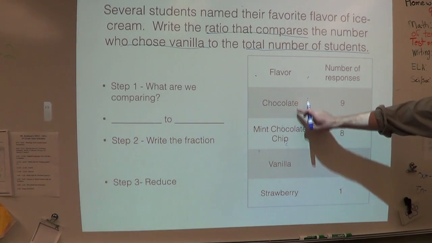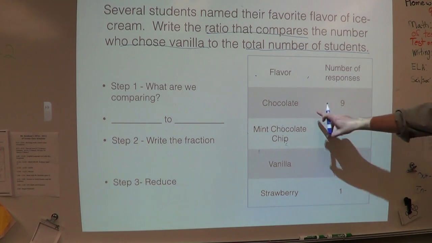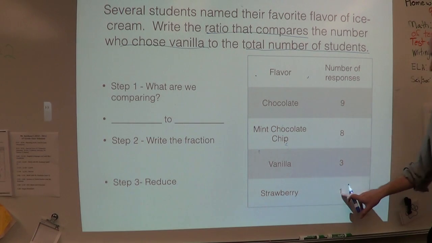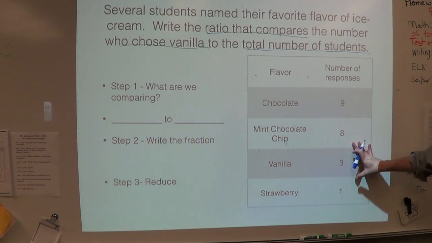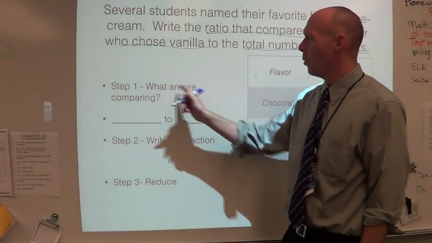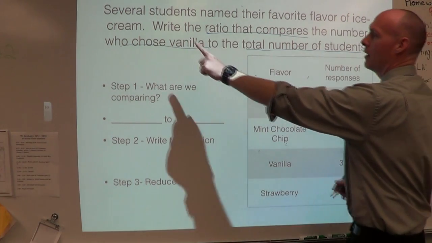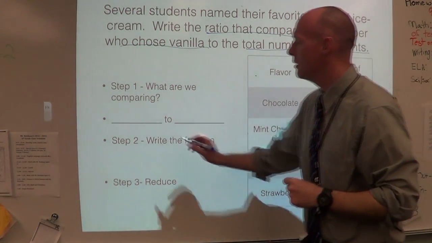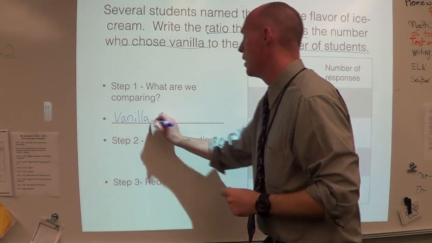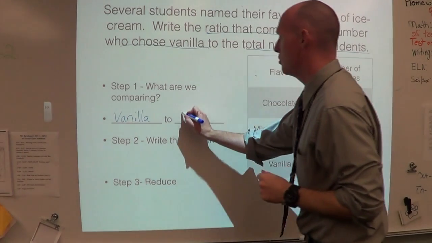We have flavor: chocolate, mint chocolate chip, vanilla, strawberry. Number of responses: 9 said chocolate, 8 mint chocolate chip, 3 vanilla, 1 strawberry. Good, let's use that information to fill out our steps. So step 1, what are we comparing? I go back to the question. We are comparing the number who chose vanilla to the total number of students, so we'll just say to the total.